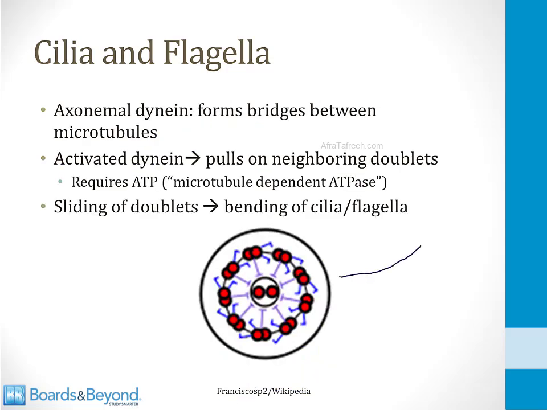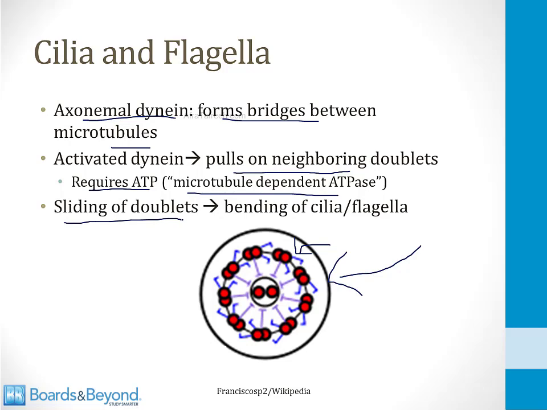middle. In this zoomed in picture I've shown here of the 9x2 structure, you can see that there are these little blue lines. Those blue lines represent axonemal dynein. This is dynein found in the axoneme, and this will form bridges between microtubules. When it becomes activated, it will pull on neighboring doublets of microtubules, and this will cause movement of the cilia and flagella. This process requires ATP, so these axonemal dynein proteins are sometimes said to possess microtubule-dependent ATPase activity. As the doublets slide past one another because of the activated dynein, this leads to bending of the cilia and flagella, and this is how they move.